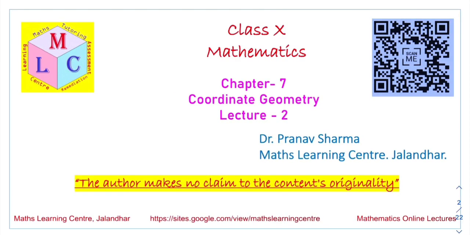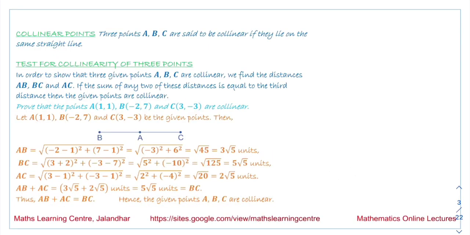We are going to start now the second lecture of chapter 7, class 10th mathematics, coordinate geometry. So the first thing we are going to talk over here is the definition of collinear points. In our previous lecture we studied the formula of the distance between 2 points. Now the next thing we have is the test for collinearity.